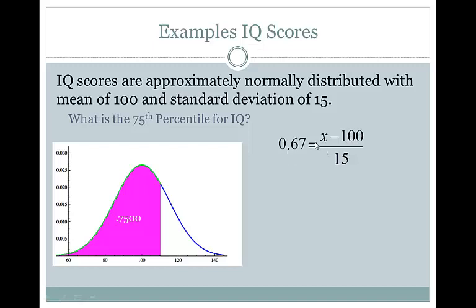So z is x minus mu, which is 100, over sigma, which is 15. And we just want to solve for x. So we're going to multiply by 15 on both sides, add 100 to both sides, and it turns out that x is approximately 110. So 110 would be the IQ that corresponds to the 75th percentile.